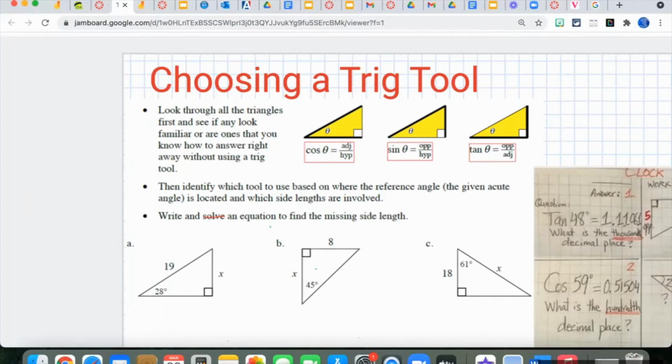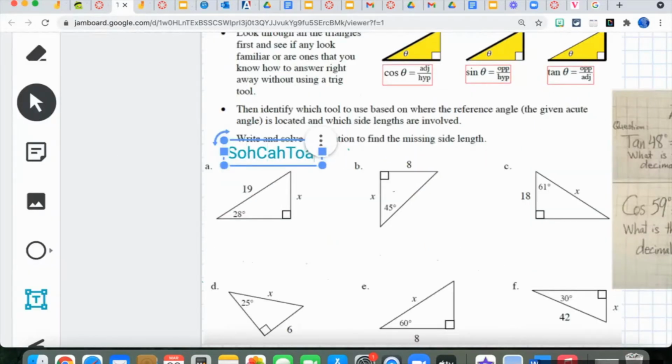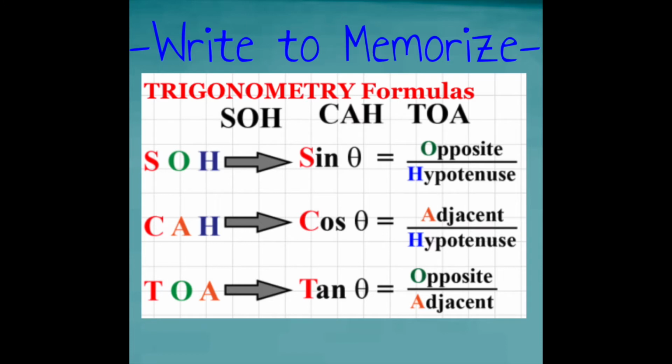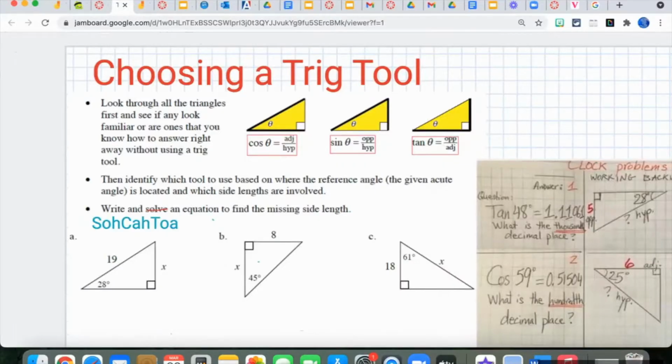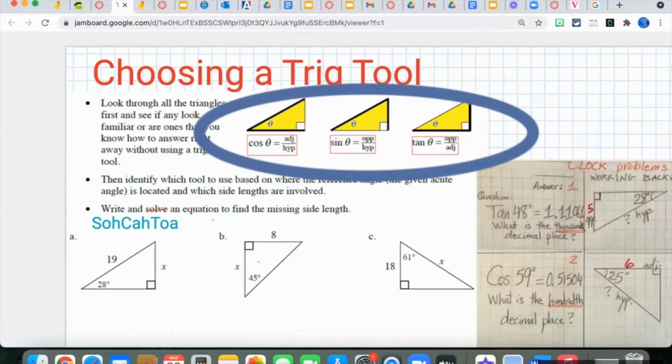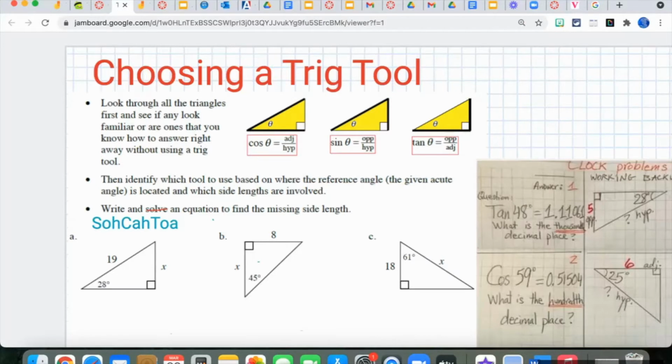We have, you will remember, SOHCAHTOA. If you remember previously, we asked you to write this name down and remember it. Write to Memorize was the name of the activity. Remember how to spell it, SOHCAHTOA. And the formula is going to be just like the one with the yellow triangle, and the full formula is displayed for you. I'm going to show you how to choose the right trig and set up the equation.